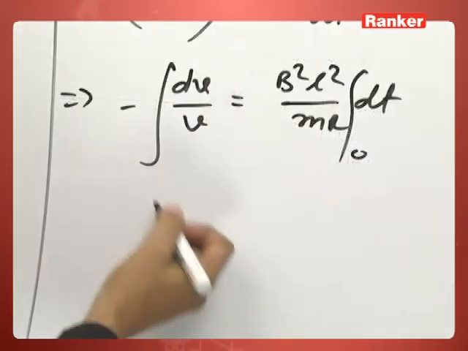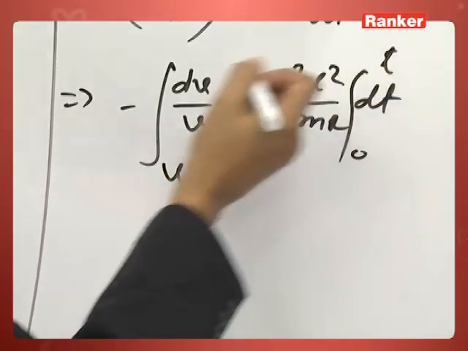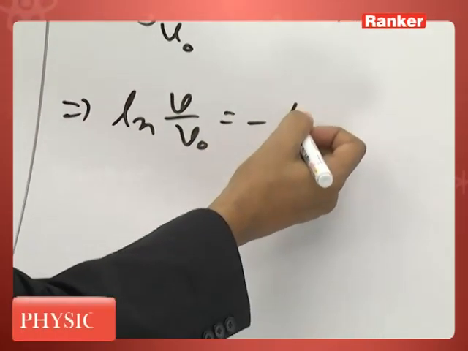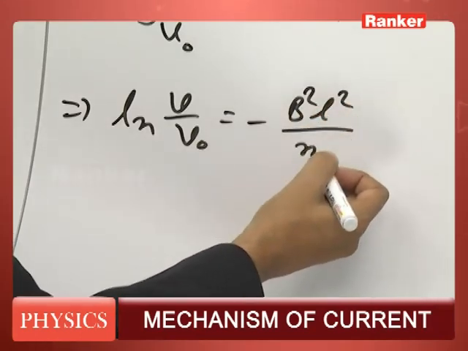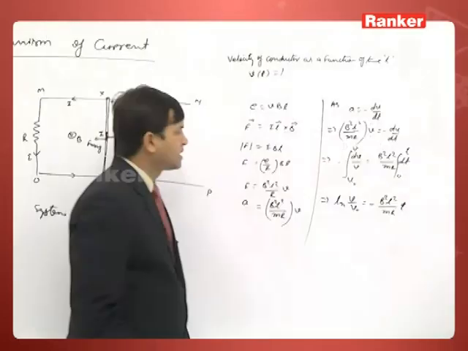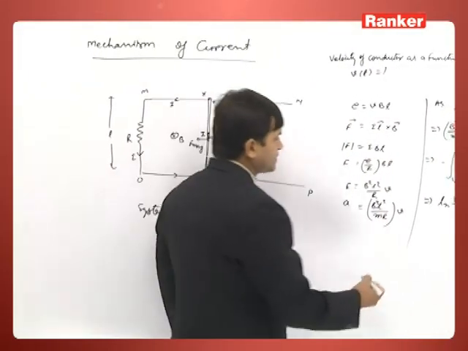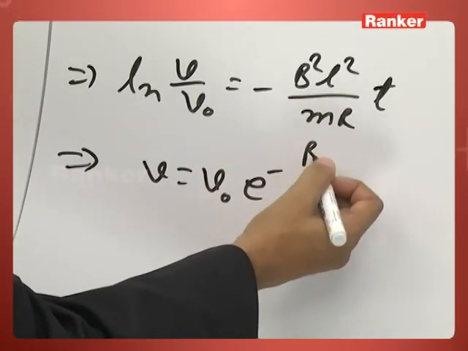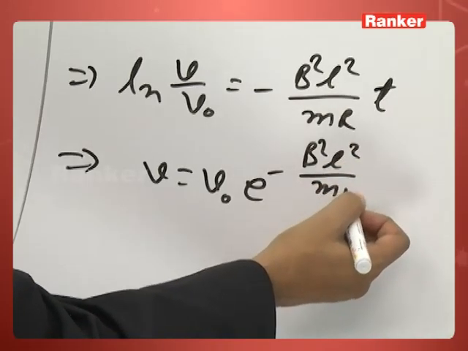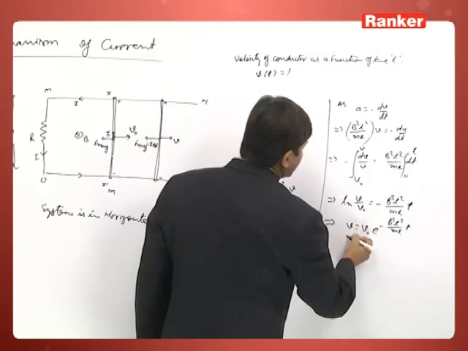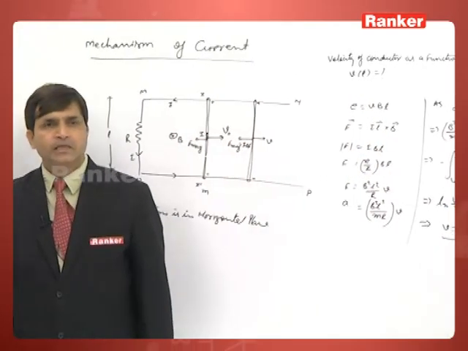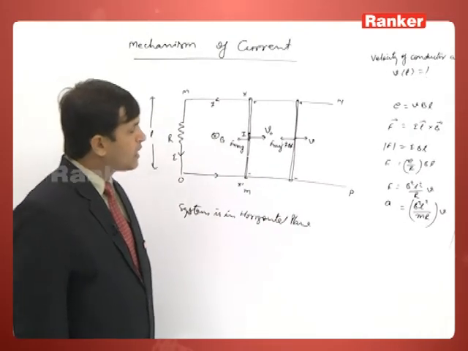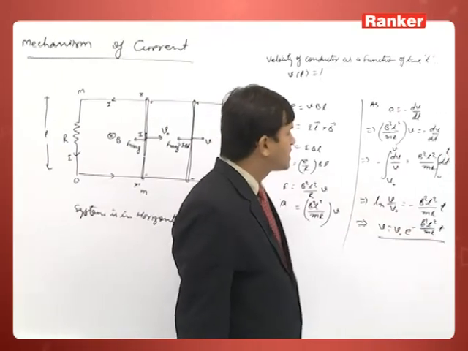At t = 0 velocity is V naught, at time t velocity is V, we can have ln V by V naught is minus B square L square by MR into t. This is the relation for velocity. So further we can write V is equal to V naught e to the power minus B square L square by MR into t. So from here it is concluded that the velocity of a conductor varies with time exponentially. So after infinite time its velocity becomes 0.